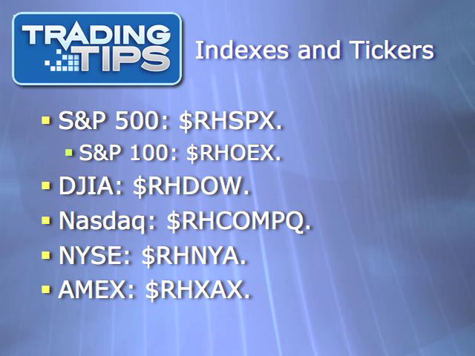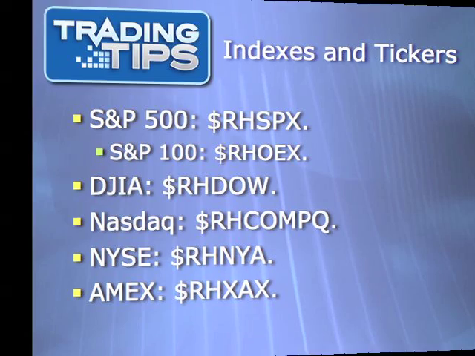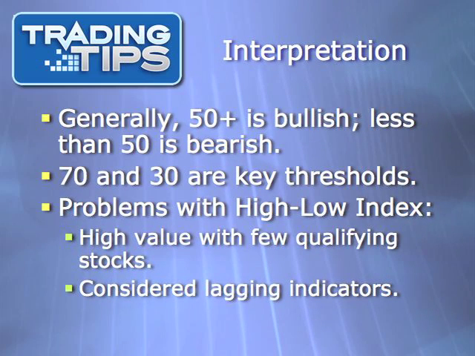Additionally, the HighLow Index can be used with the Nasdaq 100 Index and the S&P/TSX Composite. Those tickers are $RHNDX and $RHTSX, respectively. As stated earlier, HighLow Index values of greater than 50 are typically interpreted as being bullish, while values of less than 50 are considered bearish.